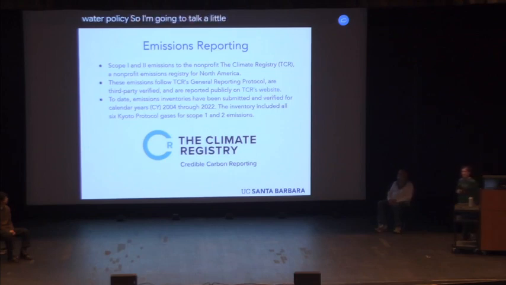So I'm going to talk a little bit about our climate initiatives and greenhouse gas management. So I currently manage our emissions reporting, and we report scope 1 and 2 emissions, which I'll go over in a minute, to the Climate Registry. This is a nonprofit emissions registry in Northern California, and we have a third party come in and verify those emissions each year. We've been reporting those emissions and verifying them since 2004 and have them verified through 2022. I'm currently working on the inventory for 2023. And we report that with the Kyoto Protocol gases.